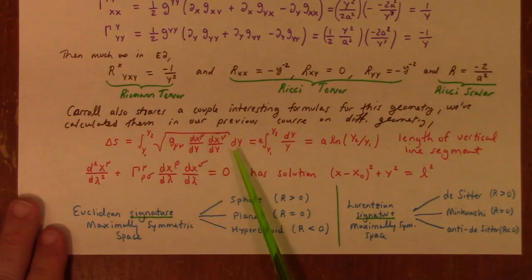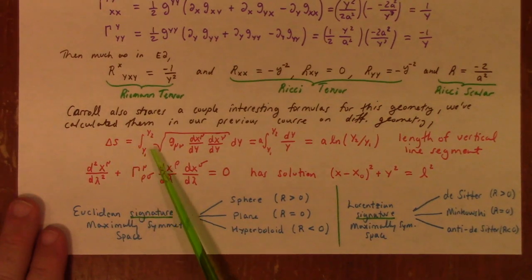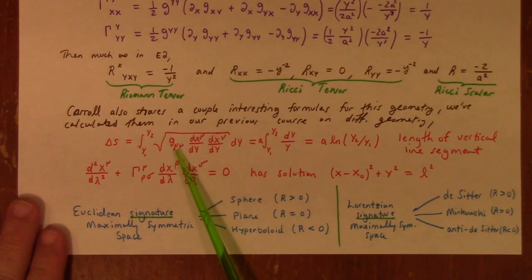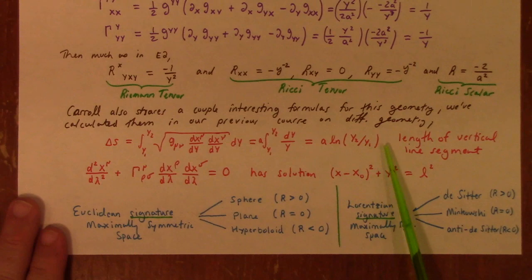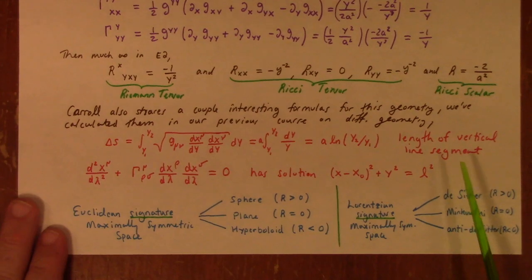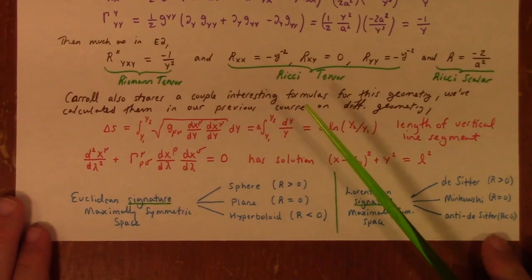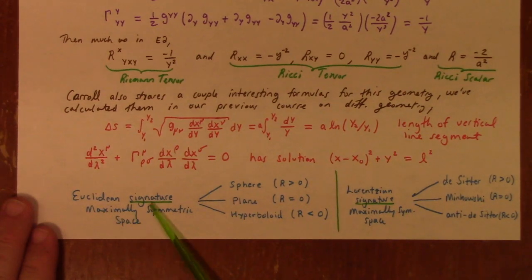Details not in Carroll. Now, he does essentially have this calculation, which is the arc length of a vertical line segment with respect to the Poincare metric here is the natural log of the quotient of the y's. And that I think we derived in the previous course. But anyway, just to summarize things here, I think it's interesting. We have seen for Euclidean signature the examples of maximally symmetric spaces in this lecture. At least we saw the sphere and we saw the hyperboloid. This example is a model for the hyperboloid. And so that's a space of constant positive curvature, a space of constant negative curvature.